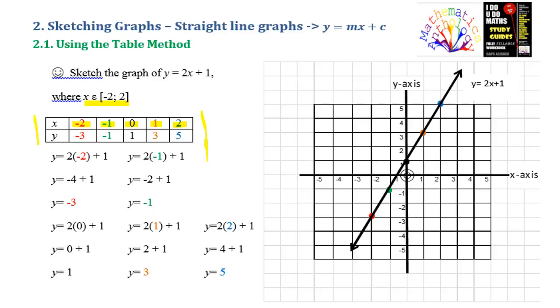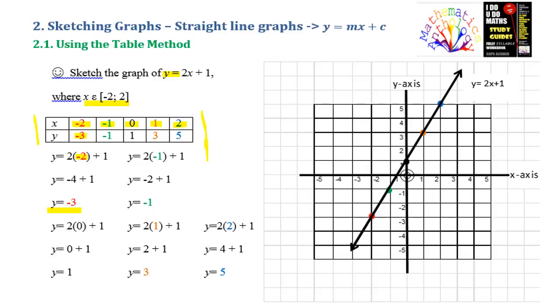So y is equal to 2x plus 1. So instead of x, we will substitute the first value, which is negative 2. So instead of 2x plus 1, it becomes 2 times negative 2 plus 1, which is negative 4 plus 1, which is negative 3. So negative 3 goes in our table under negative 2.